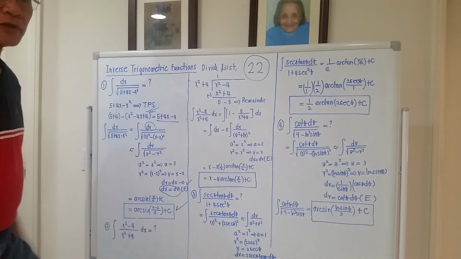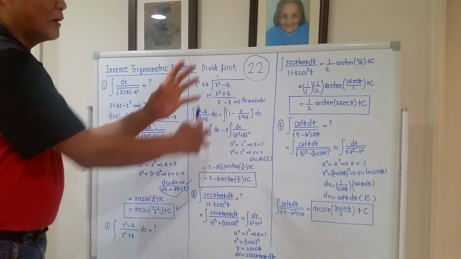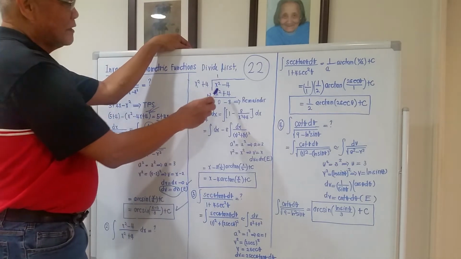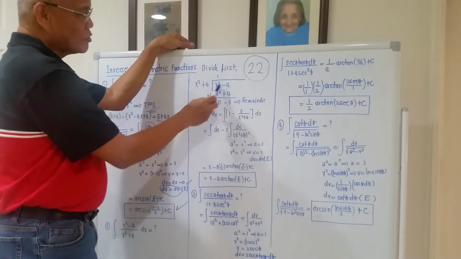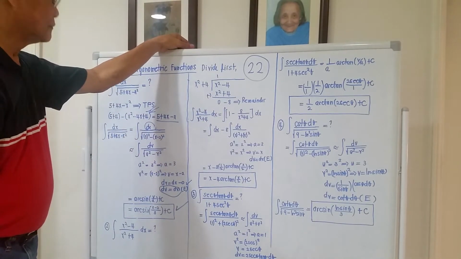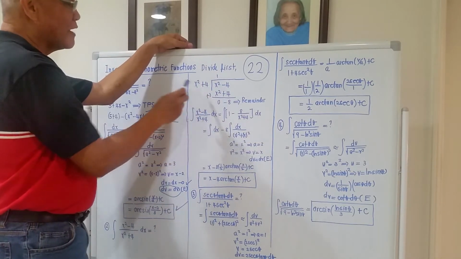Longhand division. You don't use your calculator. We longhand divide this on the magnetic board. Denominator, numerator, we divide. x squared minus 4 divided by x squared plus 4. We take the numerator and divide by the denominator.